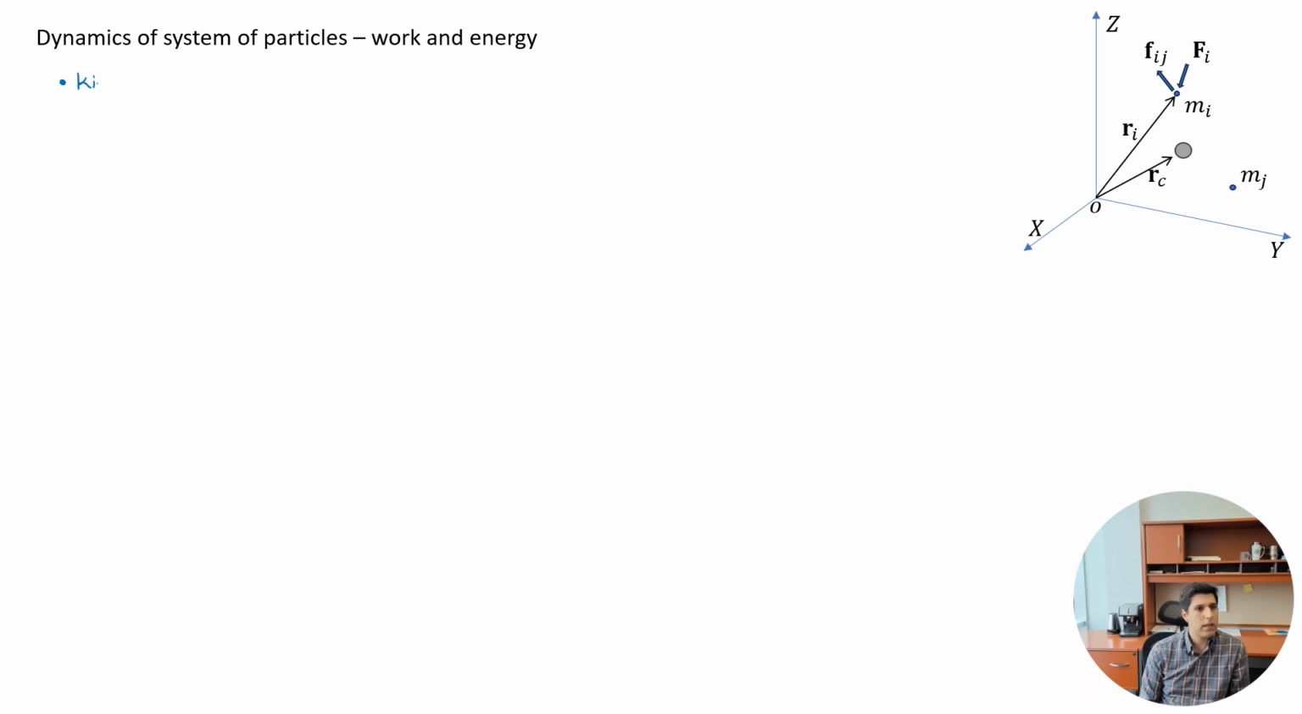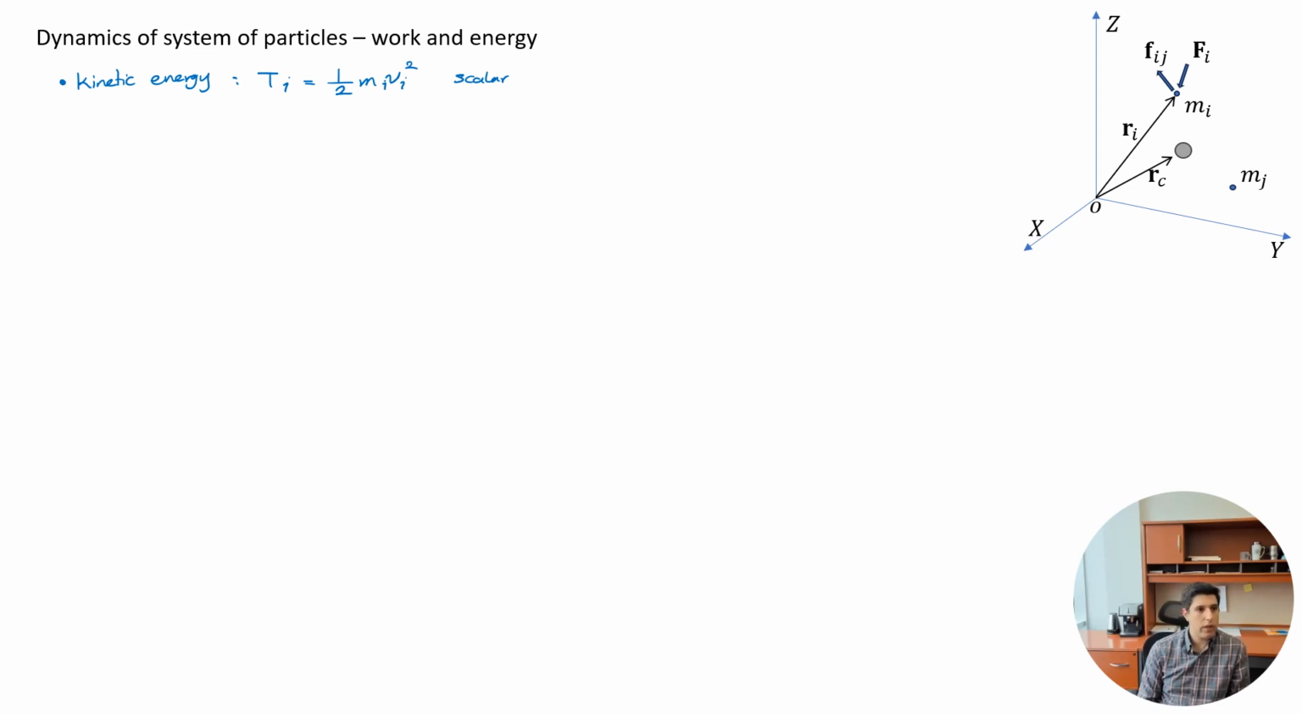So kinetic energy. For a particle like this particle mi that is moving in space, we can write the kinetic energy of that particle is 1/2 m its speed squared. So this is a scalar, and we are dealing with the speed.